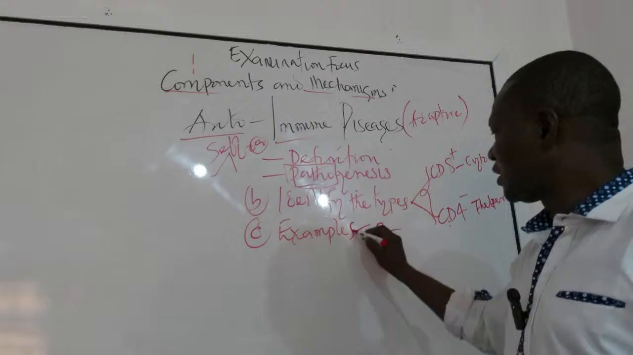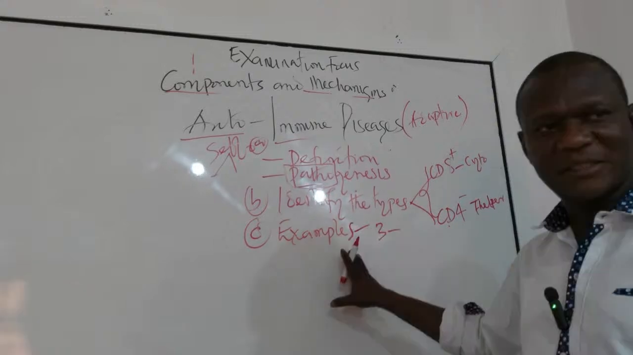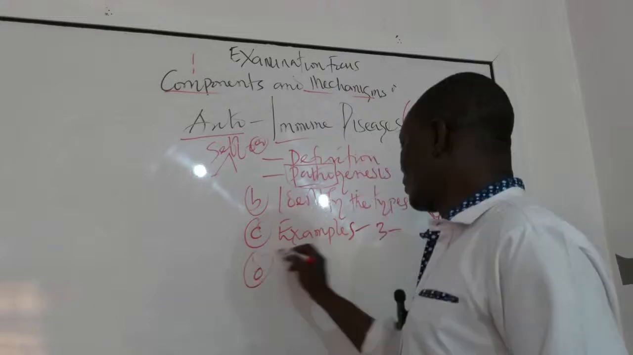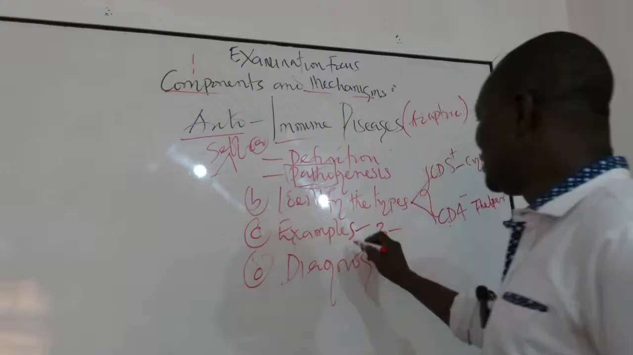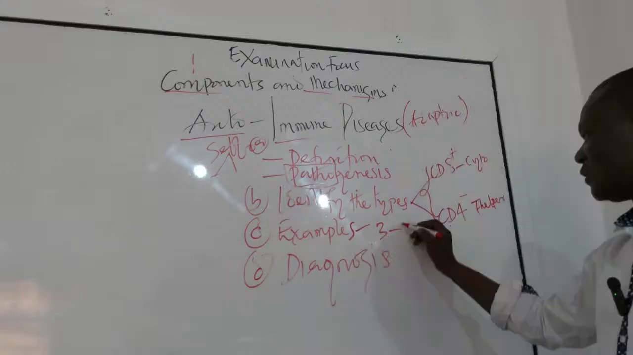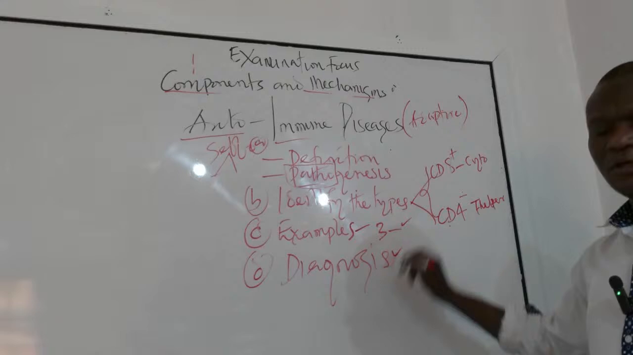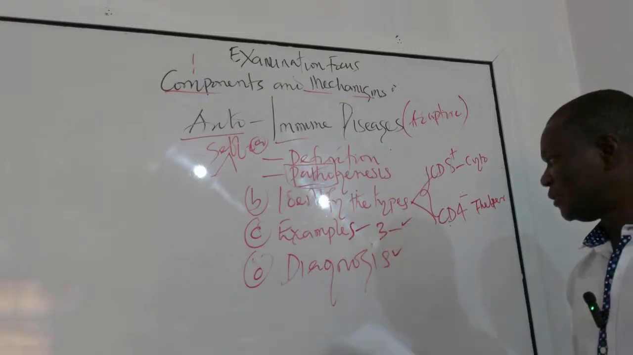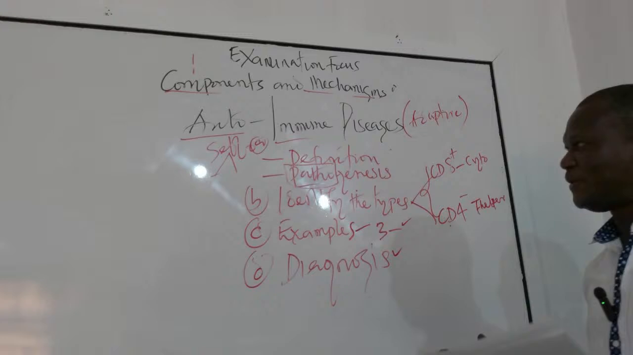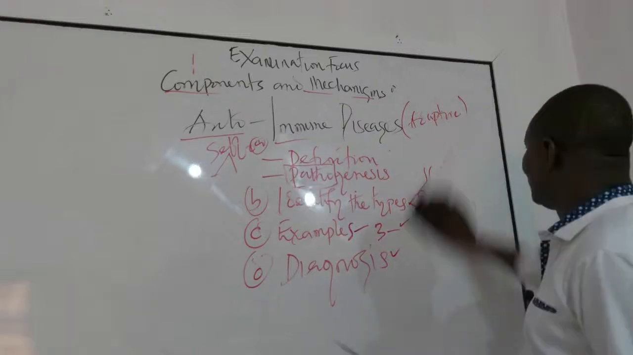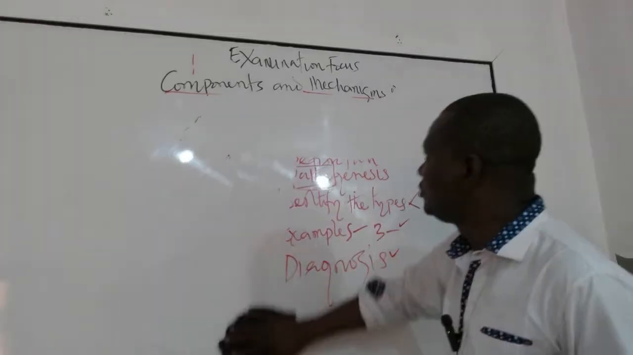And what are the clinical diagnoses of these examples that you are going to mention? So after you have listed them, be able to tell us how each can be diagnosed, and how it can be controlled in case there is that. So that has to do with the third aspect, which is on autoimmune diseases.